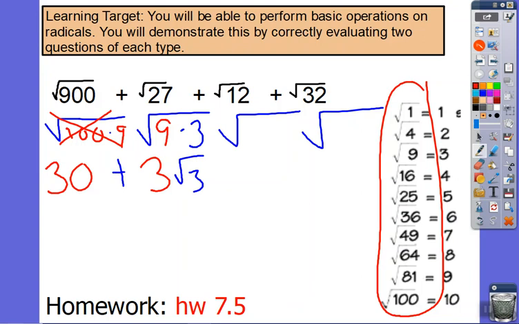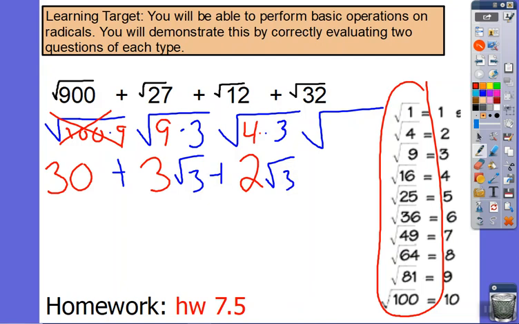What goes into 12 from our list? Well, we're not going to do 16 because that's too big. So ask yourself, does 9 go into it? No. Does 4 go into it? Yes. And there should always be something going into it. We don't give you problems that don't have something that works out. Square root of 4 is 2. And that 3 is going to stay inside there, still at the plus sign.